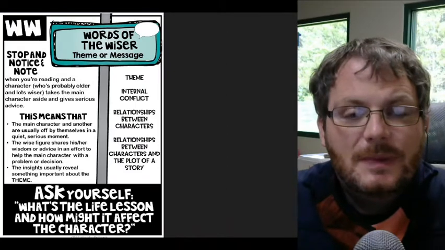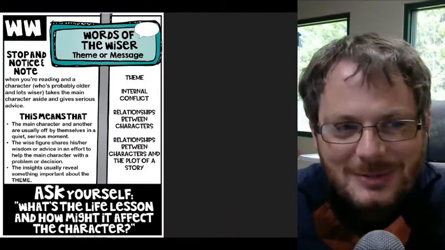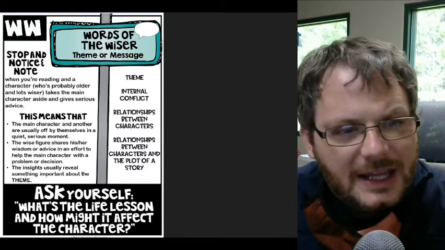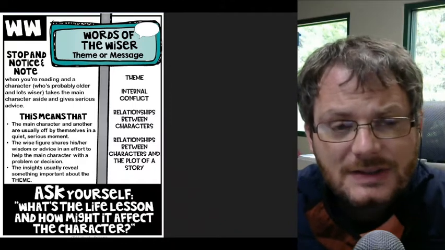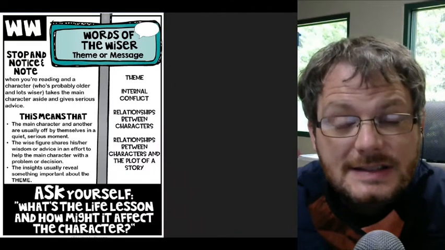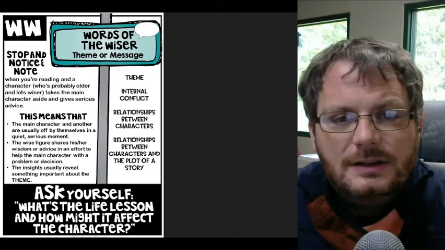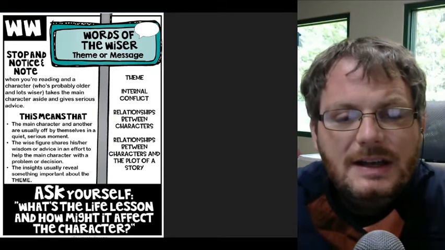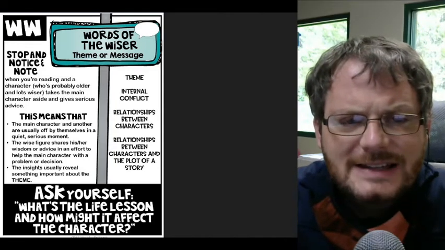Next signpost, words of the wiser. Words of the wiser signpost. You stop and you notice and you note when you're reading, and a character who's probably older and lots wiser takes the main character aside and gives serious advice. So for this signpost, you need to ask yourself the question, what's the life lesson and how might it affect the characters?